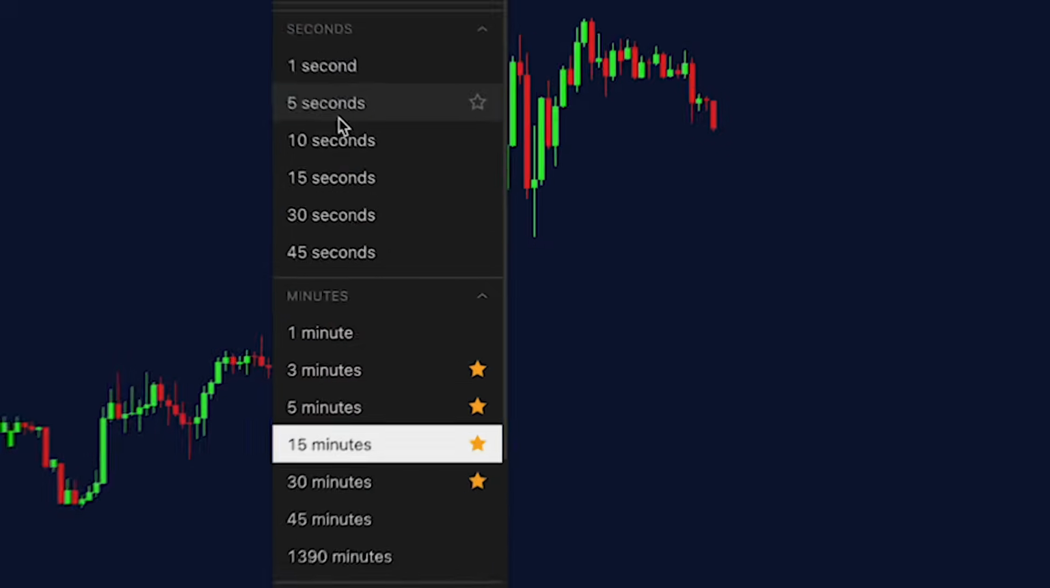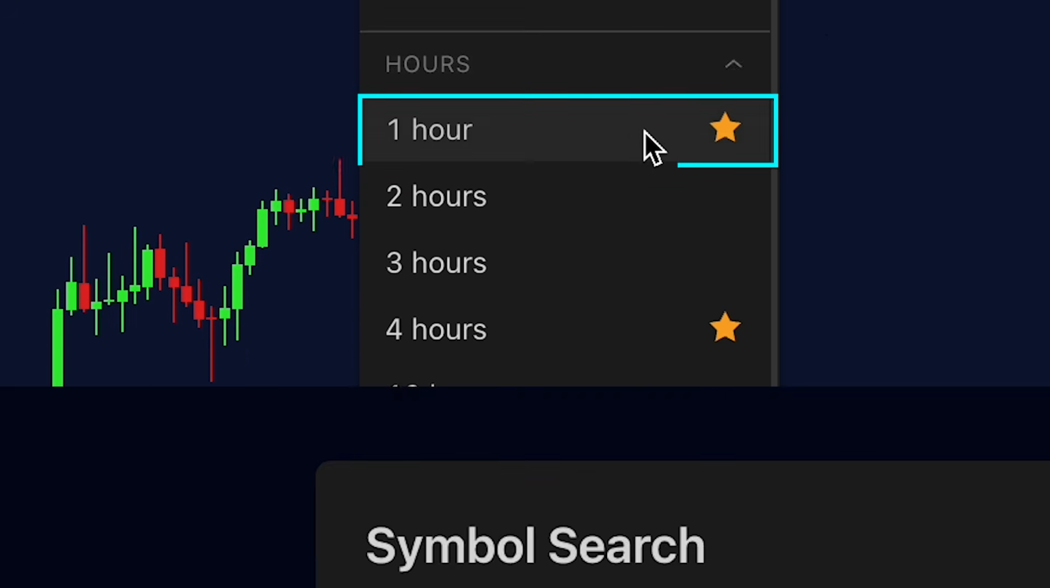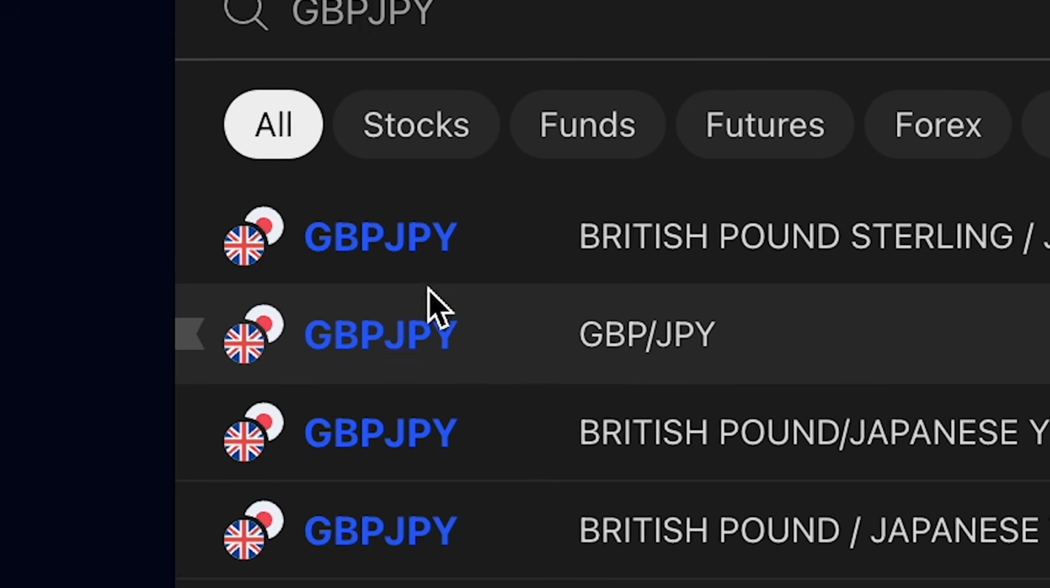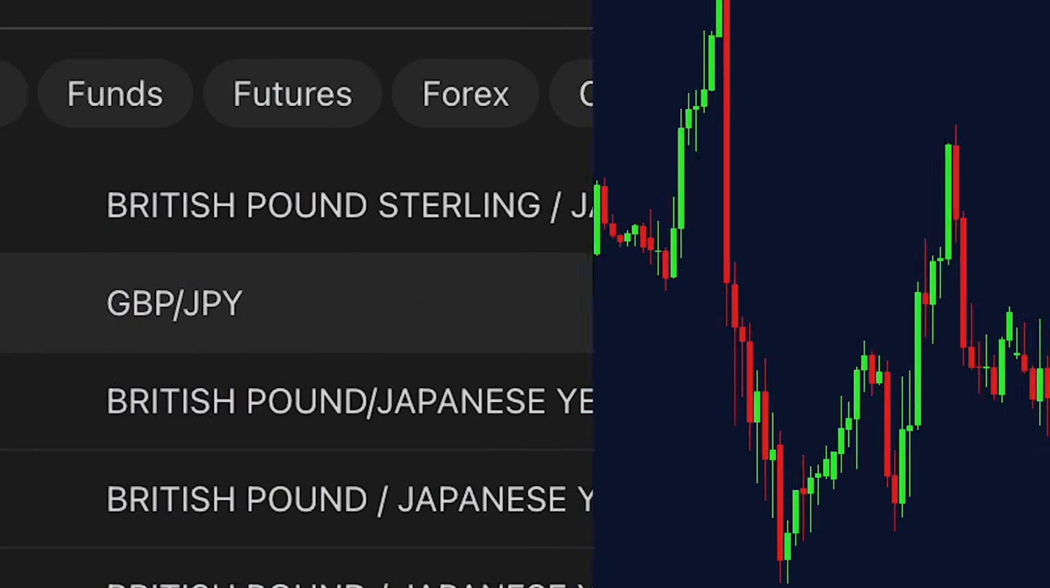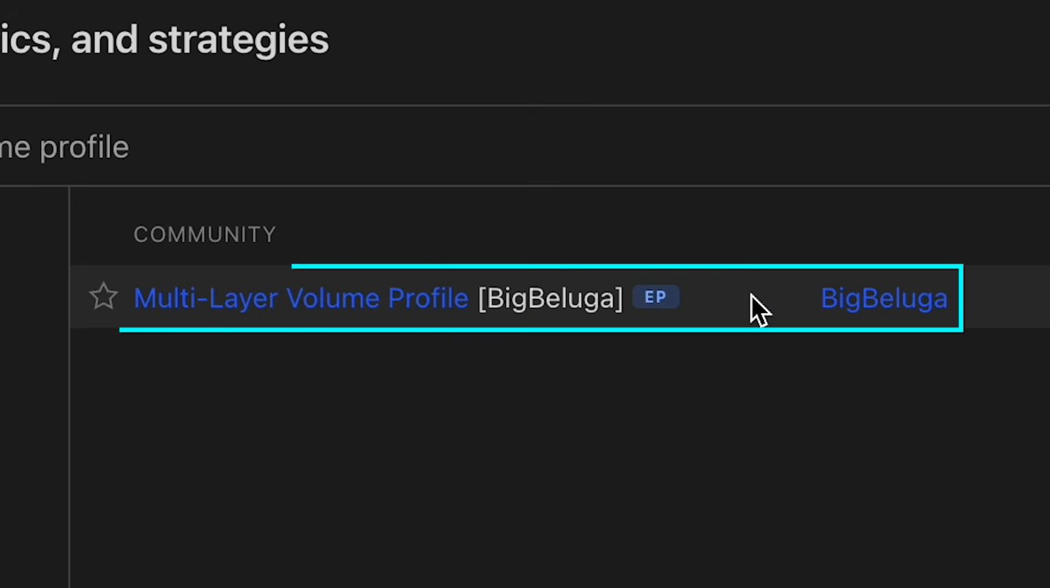Let's get into it. First, head over to TradingView and pull up any chart you want. I'm using the 1-hour time frame on GBPJPY, but this works on any market, any time frame. Click on Indicators and type in Multi-Layer Volume Profile. Make sure you select the one by Big Beluga.